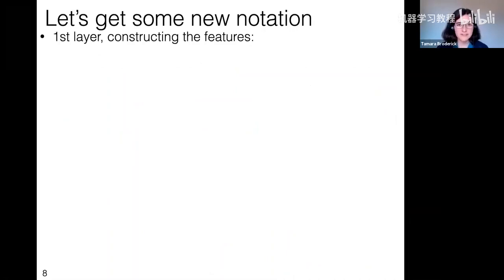Okay, so the first layer was constructing the features. There were kind of 2 layers going on here. We first constructed some features, and then we put them all into a linear classifier. Okay, so let's talk about constructing the features, and let's develop some notation for that. Same thing we did, just with some new notation.